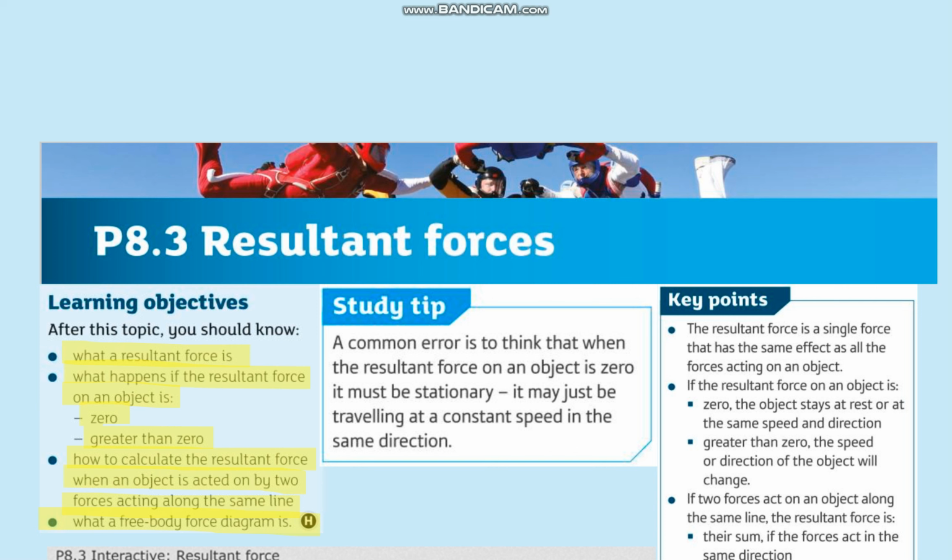So study tip here, a common error is to think that when the resultant force on an object is 0 it must be stationary. It may just be travelling at constant speed in the same direction. Now this is something that you may well have overlooked, so I'm going to emphasise it as we go through the questions. So key points over here, the resultant force is a single force that has the same effect as all the forces acting on an object.